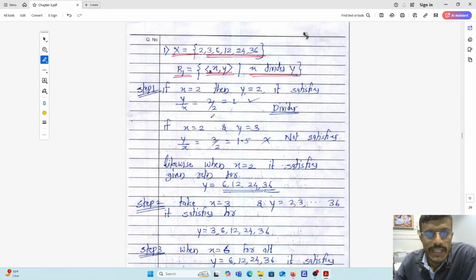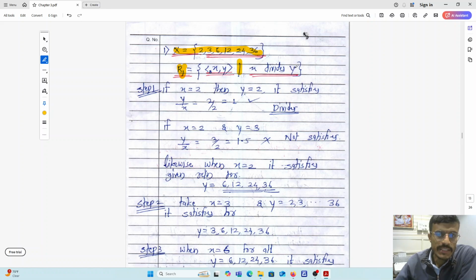Fine. So let us take the very first example. What is the first example? X is equal to {2, 3, 6, 12, 24, 36}. That is the set given to you, and it has the relation R1. What is R1? R1 is nothing but (X, Y) where X divides Y. It means every time we have to check whether X divides Y.